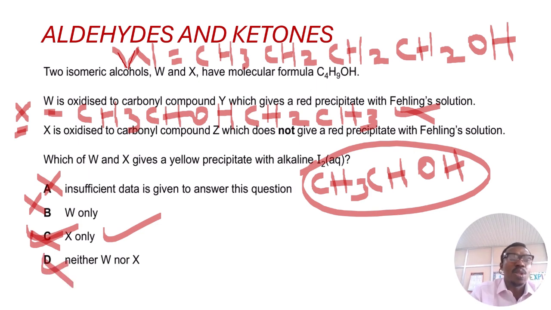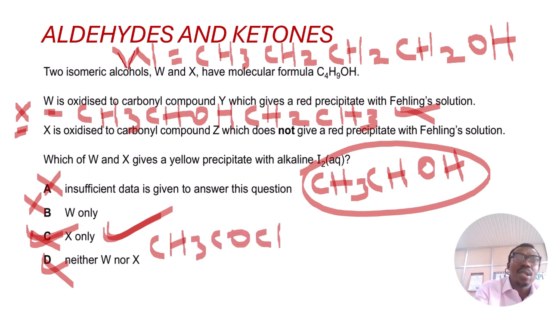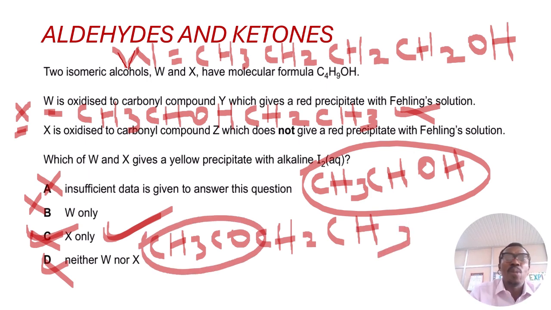So the correct answer to this question is C, X only, that contains the CH3CHOH group, which is a secondary alcohol, that when it reacts with an alkaline solution of iodine, it will be oxidized to butan-2-one, which is CH3COCH2CH3, which contains a methyl ketone group that will give a yellow precipitate with an alkaline solution of iodine. So it's as simple as ABC.